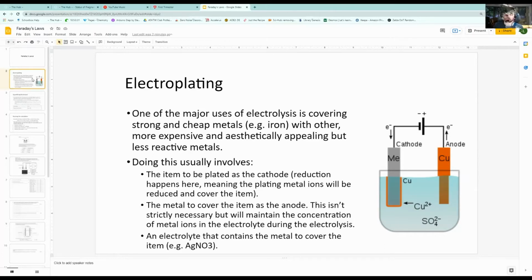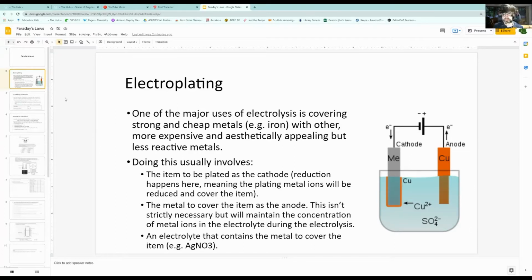And normally we take a cheap, solid, strong inside material and we cover it with something that looks nicer, but is less reactive with air, but is also generally more expensive. So we can gold plate something else so it looks like gold, but we don't actually have to pay the price of making something that's solid gold.